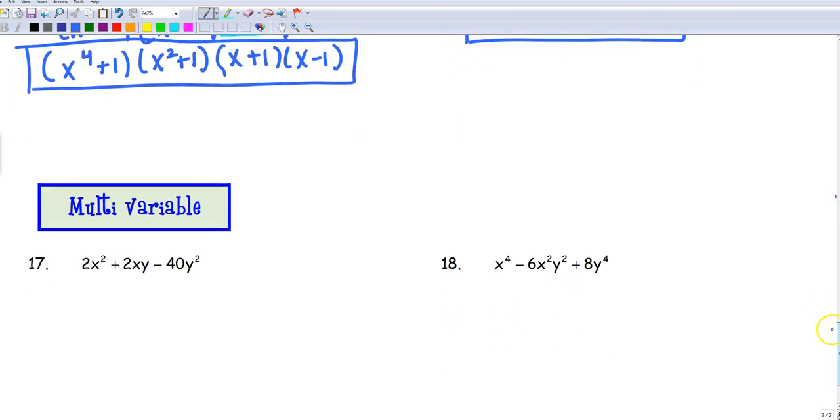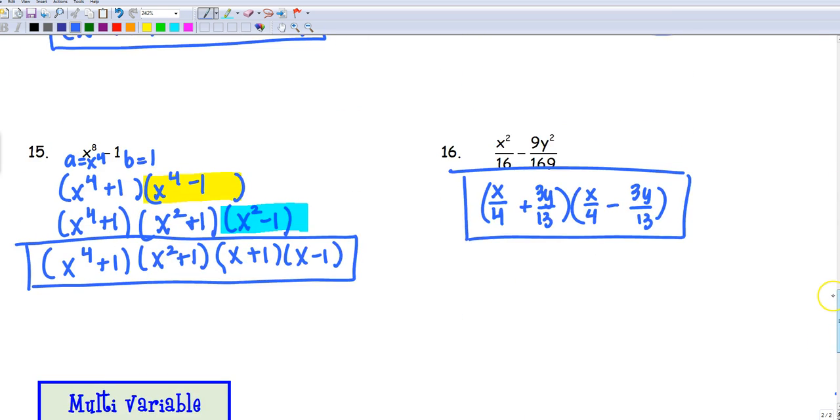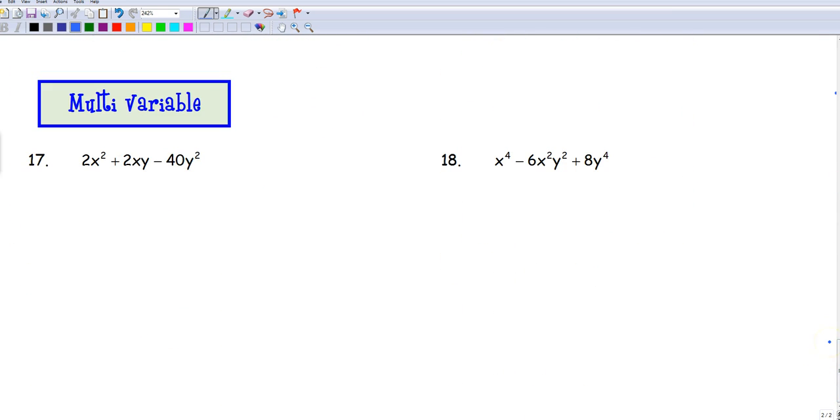All right, last thing today are a couple of multivariable problems. So again, these are really the same thing. You might be doing reverse FOIL, you might be doing difference of squares, but ultimately they're the exact same thing. It's just you have more than one letter. Again, if you can pull out a GCF, you always want to do so. So here a 2 will come out. None of the variables will come out because they don't all have an x, they don't all have a y.